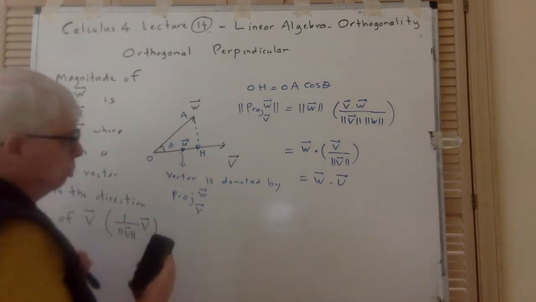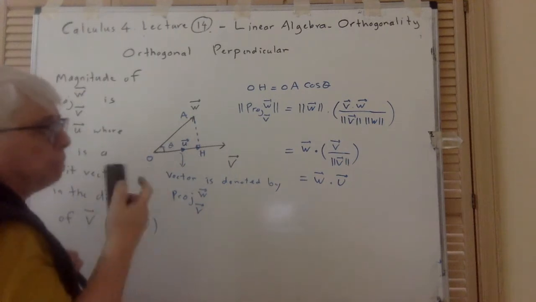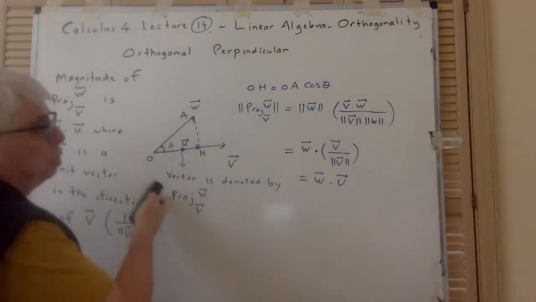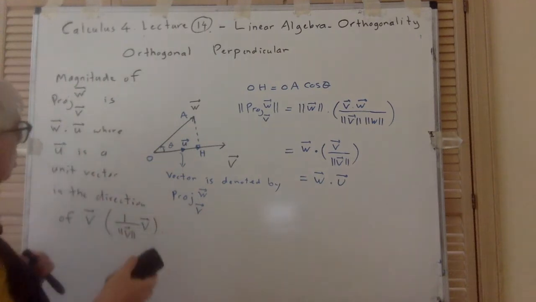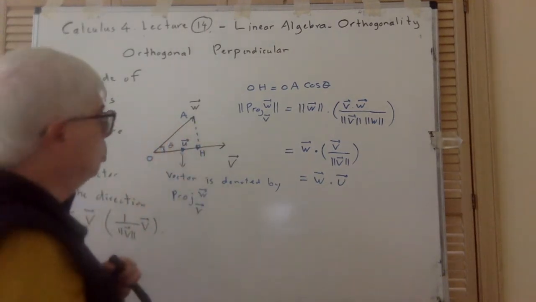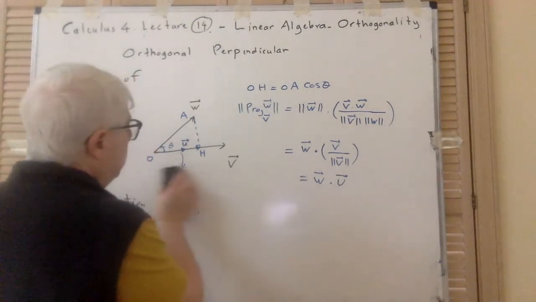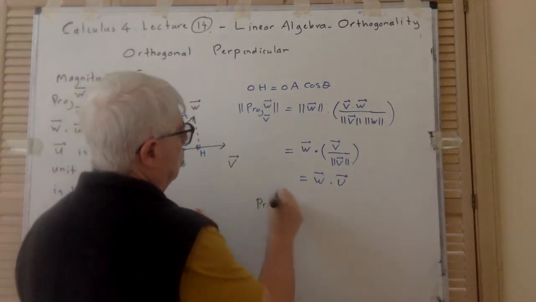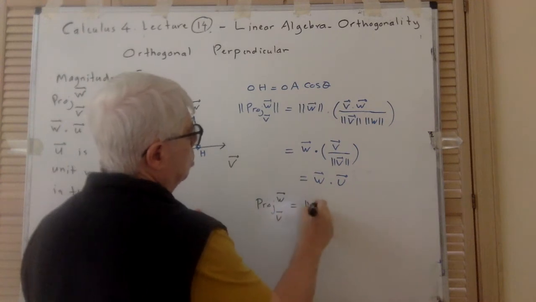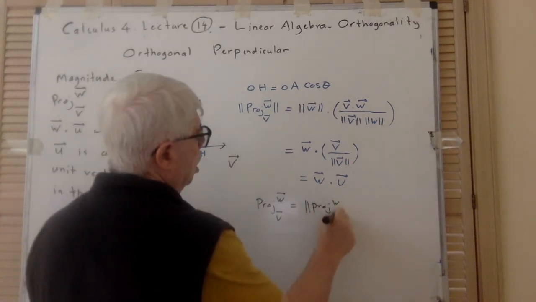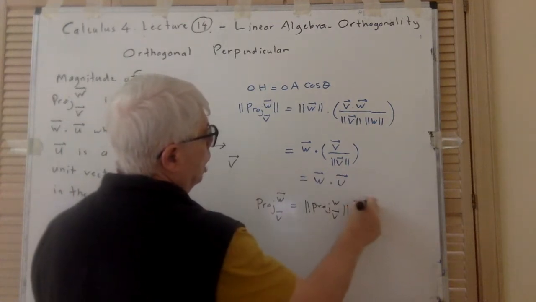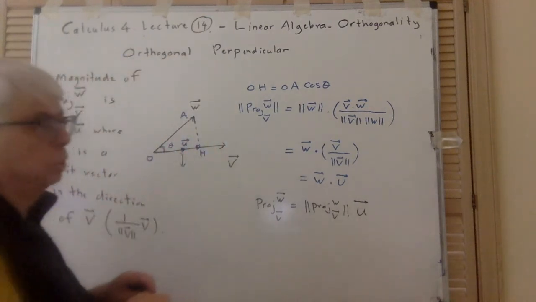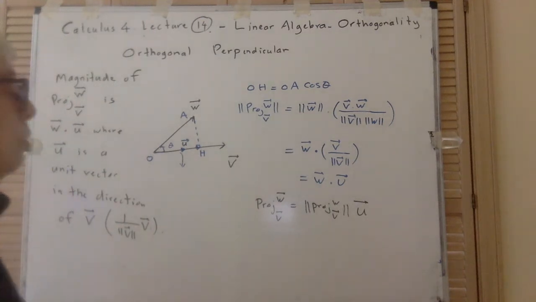Okay? So what is the vector? A vector in any direction, if I have its magnitude, is the magnitude times the unit vector in that direction. So if that is the magnitude of the projection, then the projection vector itself is simply the magnitude times the unit vector. And this times is just a constant times a vector. So to find projection, you take two steps.